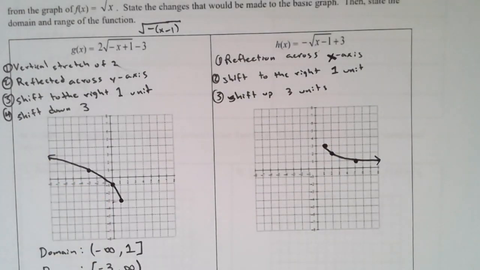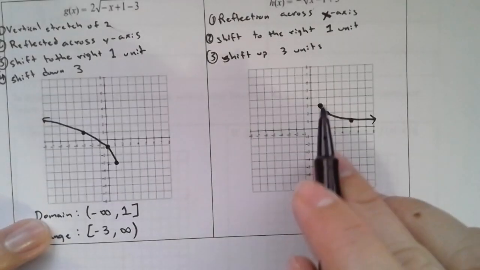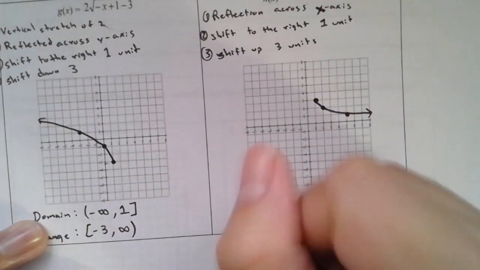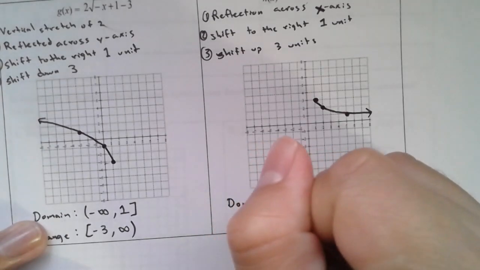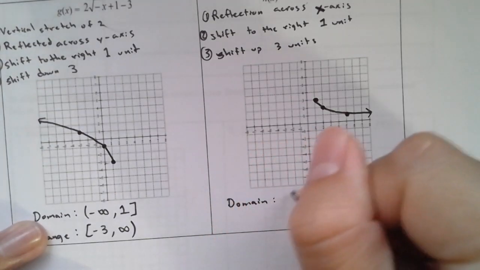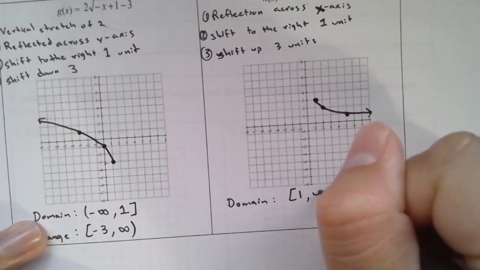Okay, that's what that one looks like. My domain, what are the x's? From 1 that way, so the domain is from 1 included to infinity.